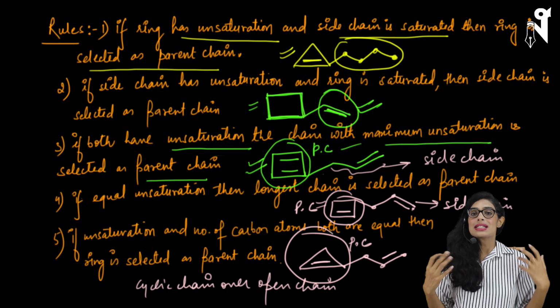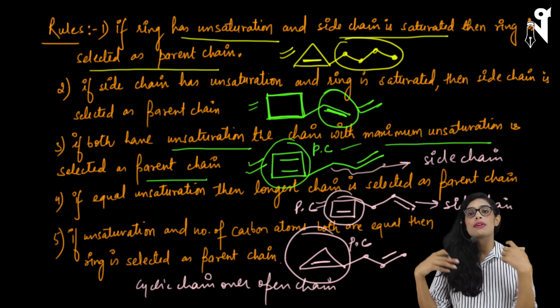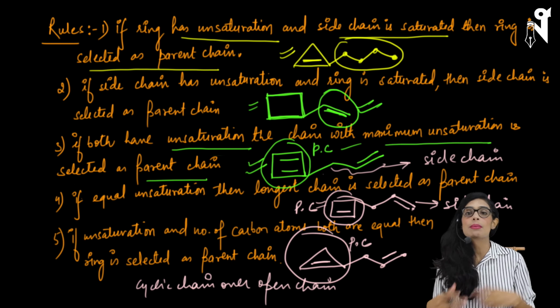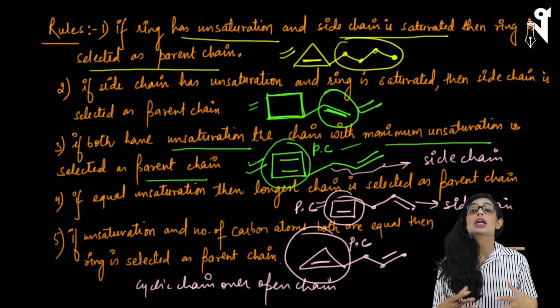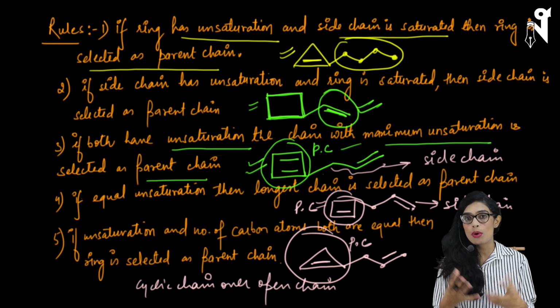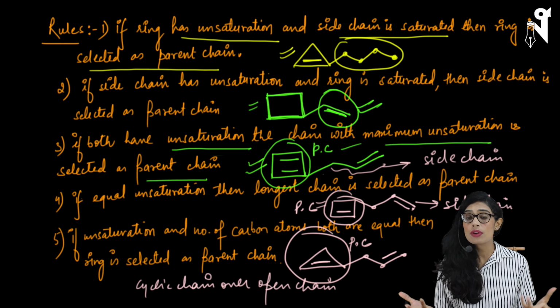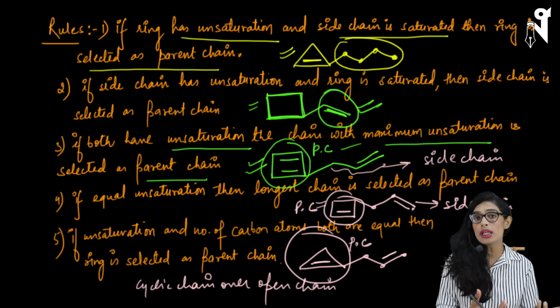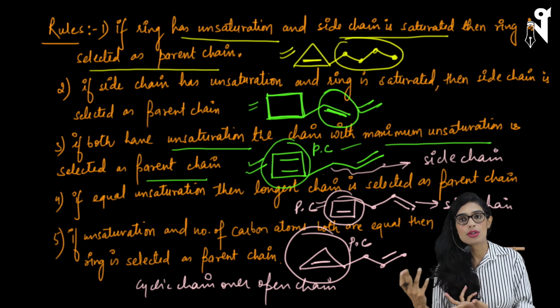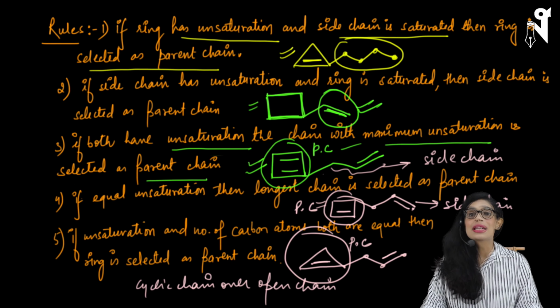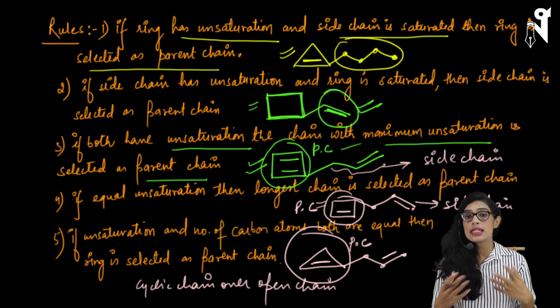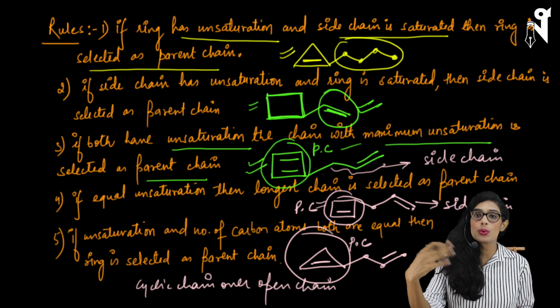Okay, so as long as the length differs, you will give priority to length. When the length is also the same and the number of double bonds is also the same, then you will give importance to the shape, or you can say importance to the type of chain. So if it is cyclic, then it will be the parent chain. If it is non-cyclic, then it will be the side chain. Okay, so here are some rules. Now let's use these rules in detail on different examples, which we'll be doing in the next slide.